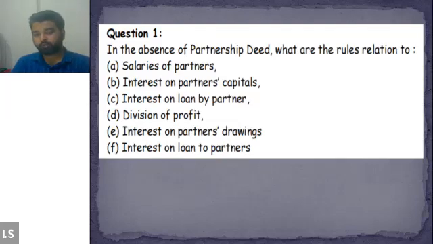Interest on loan to partners. Whether the firm will be entitled to charge interest on such a loan or not? No, sir. Unless and until there is a specific agreement regarding interest on loan to a partner, the firm cannot ask the partner to pay the interest.